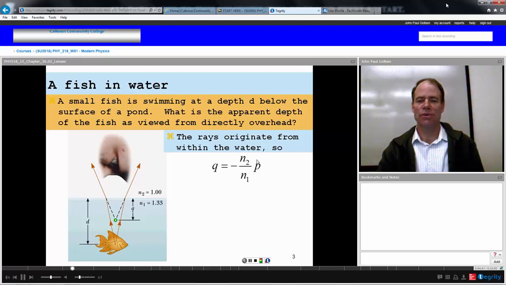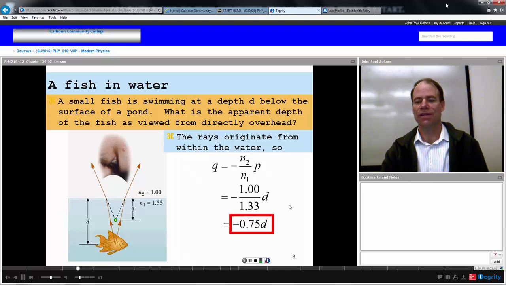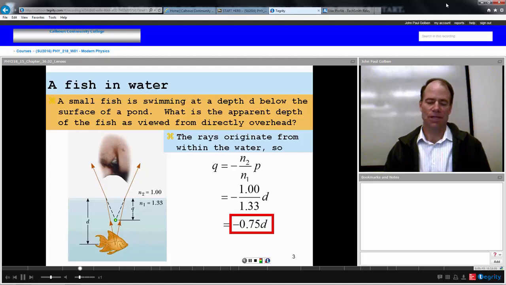That image distance will be equal to negative n2 over n1. n1 is the index of the water. n2 is the index of the air, because, again, the rays are originating from the fish inside the water. So that's going to be equal to a negative index of air 1 over 1.33 times our object distance d, which would be a negative 0.75 d. Negative meaning that we're on the same side as the originating object, and so we have a virtual image, and it's 3/4 of the actual object distance.